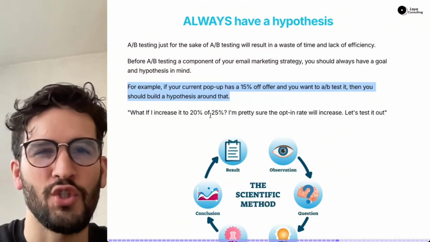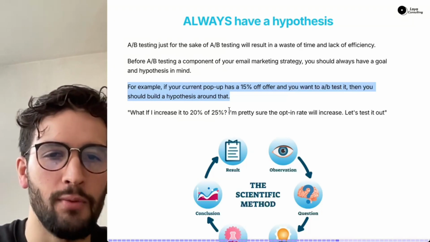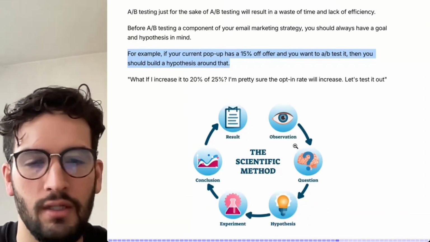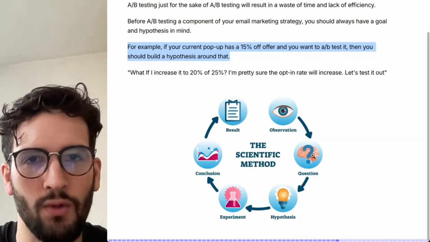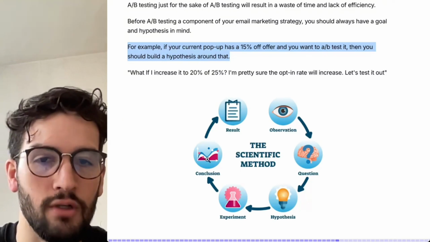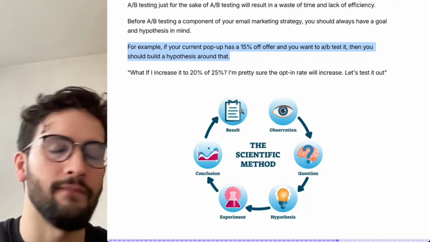What if I increase to 20% or 25%? I'm pretty sure the opening will increase. Let's test it out, right? This is the scientific method. You have an observation, then you have a question, then you have a hypothesis, then you do the experiment, the A/B test, conclusion, and result, right? Very straightforward.